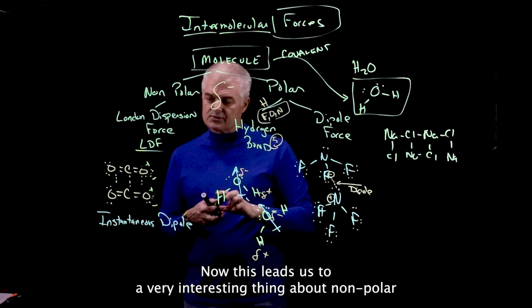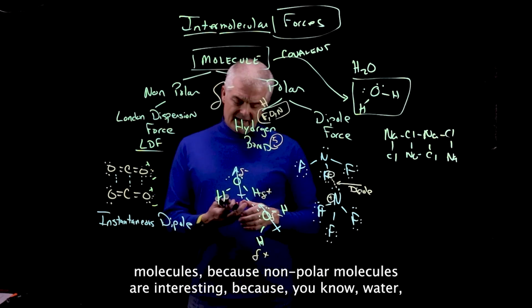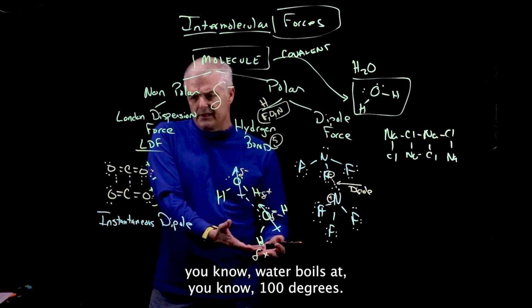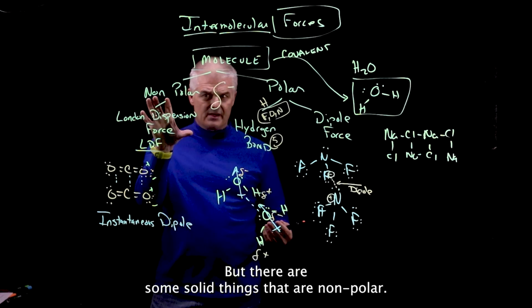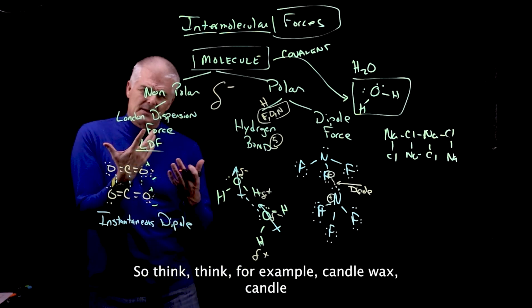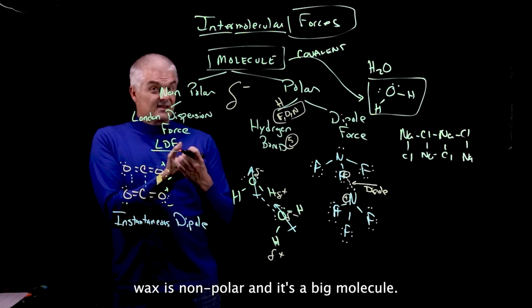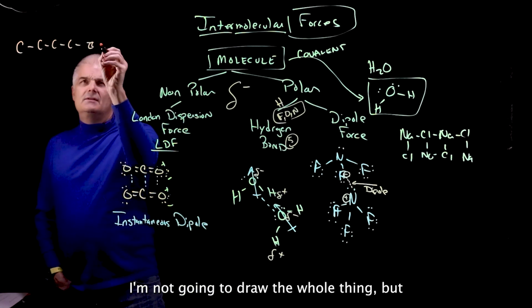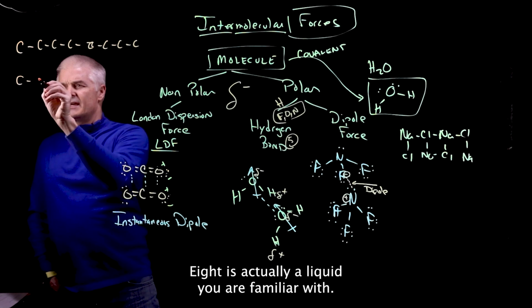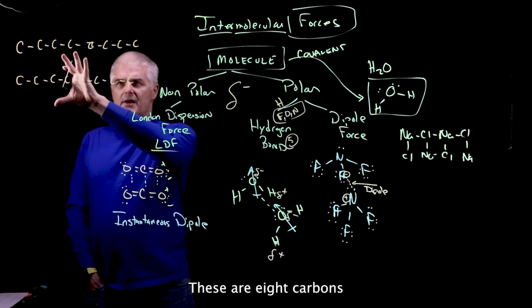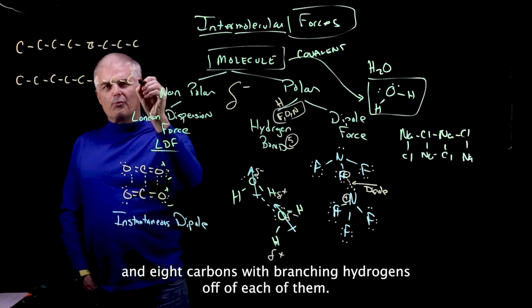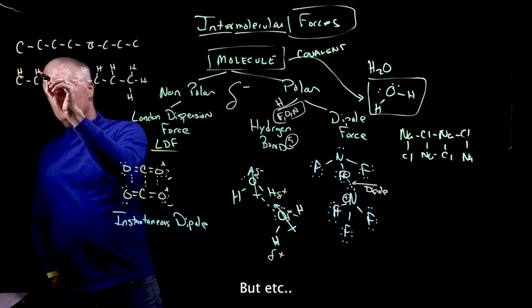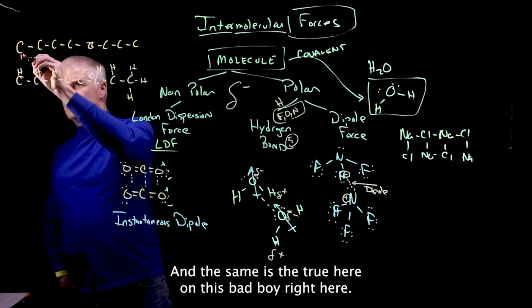Now this leads us to a very interesting thing about nonpolar molecules, because, you know, water boils at 100 degrees, but there are some solid things that are nonpolar. Okay, so think for example candle wax. Candle wax is nonpolar, and it's a big molecule. I'm not going to draw the whole thing, but actually I'll just do 8. 8 is actually a liquid you are familiar with. These are 8 carbons, and 8 carbons with branching hydrogens off of each of them. I'm not going to draw all of them, but etc. And the same is true here on this bad boy right here.